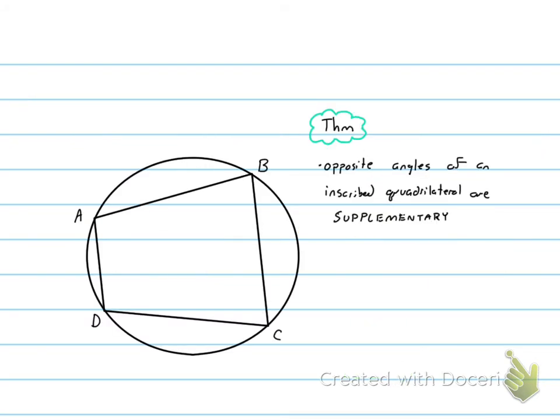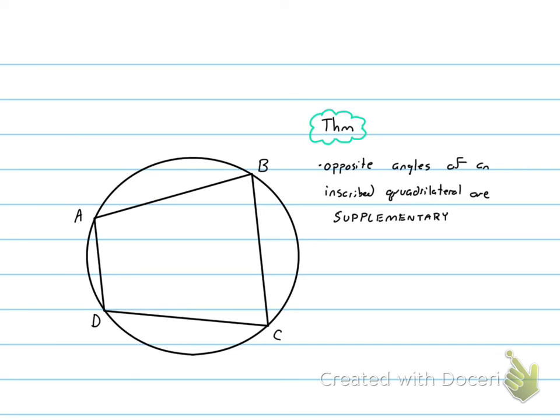The last theorem that we're going to talk about today is about opposite angles in an inscribed quadrilateral. Again, inscribed just means that the endpoints or vertices are touching the circle. So here we have a quadrilateral, or a four-sided shape. All of the points there are on the circle.